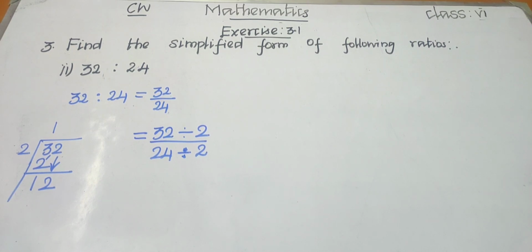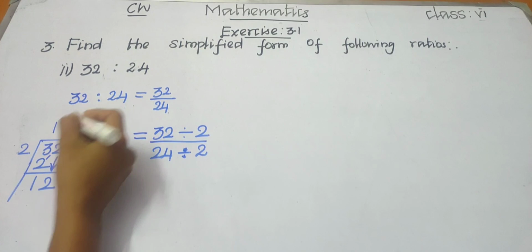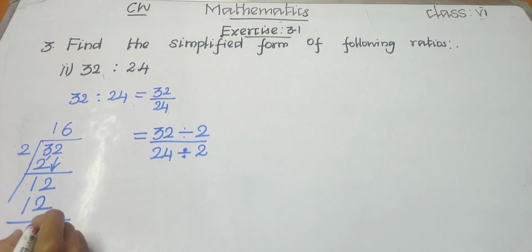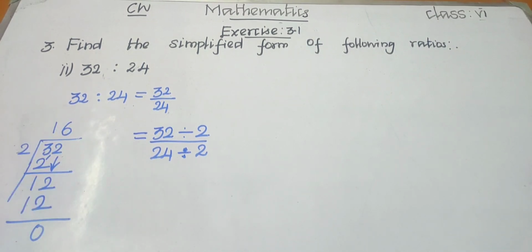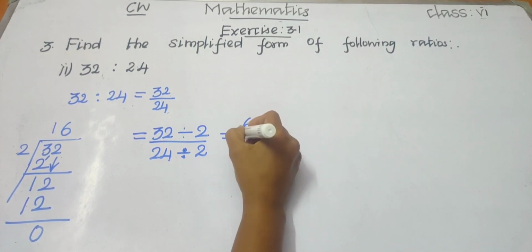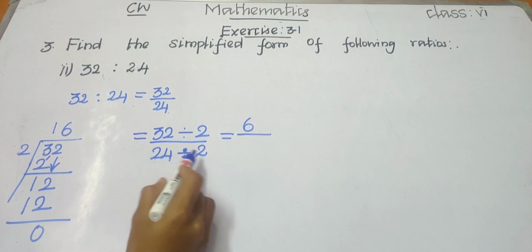Okay, children? So now we are having 12 in 2 table. So that we are just writing, 6 2s are 12, right? So we should put 6 in the quotient and 12 here. Okay, so now subtract it. 12 minus 12, what will you get? 0. So what is the answer? 16 is the answer. So now put 6 in the numerator. And here we are having 24 divided by 2, right?